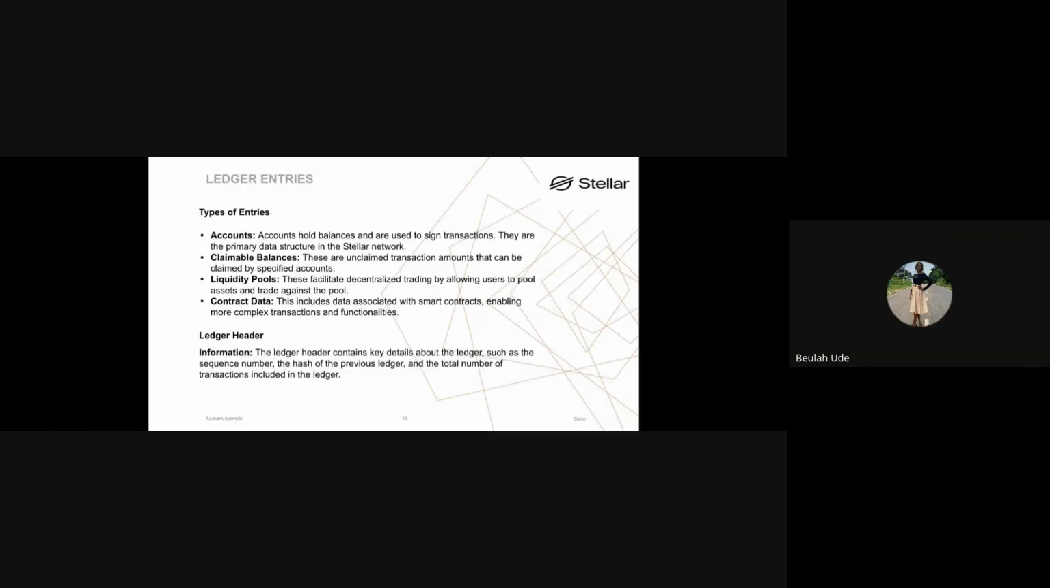Beulah? Yes, I quickly want to ask, is it their address that they use to sign, or what do they use to sign? You use your private key to sign. So to sign a transaction, you use your private key. Your public address is generated from your private key, though different chains use different kinds of wallets.